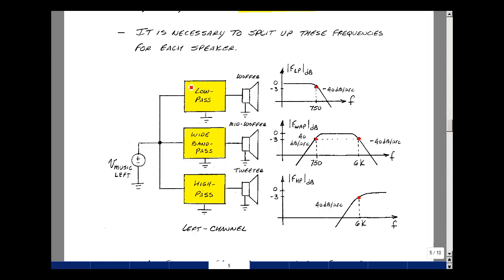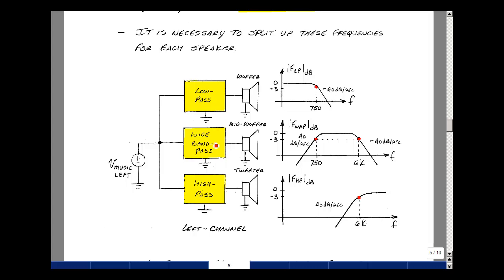Now this low-pass filter needs to be able to pass signals below, say, 750 Hz, the frequencies that the woofer can reproduce. And the slope here, we want to be as steep as possible. So we're going to use our second order low-pass filter for getting a slope of minus 40 dB per decade. For the high-pass case, we want to pass the frequencies for the tweeter, which would be about 6 kHz or higher. And again, we want to block the frequencies below that because the speaker can't reproduce those faithfully.